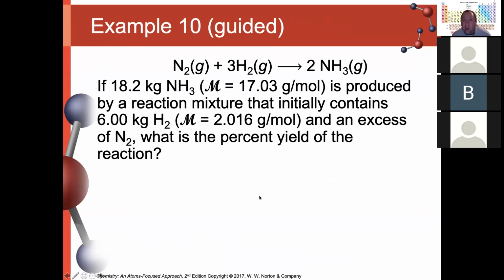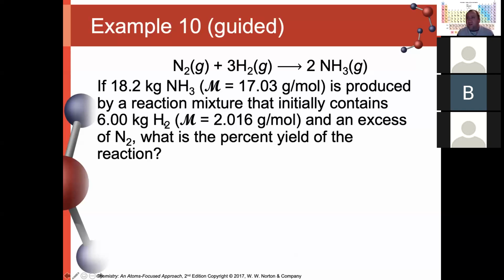Let's look at the production of ammonia, nitrogen reacting with hydrogen to make ammonia. If I have 18.2 kilograms of ammonia, with a molar mass of 17.03 grams per mole, and it comes from a reaction mixture that initially contains 6 kilograms of hydrogen and excess nitrogen, meaning all of the hydrogen is going to react, what is the percent yield of the reaction?